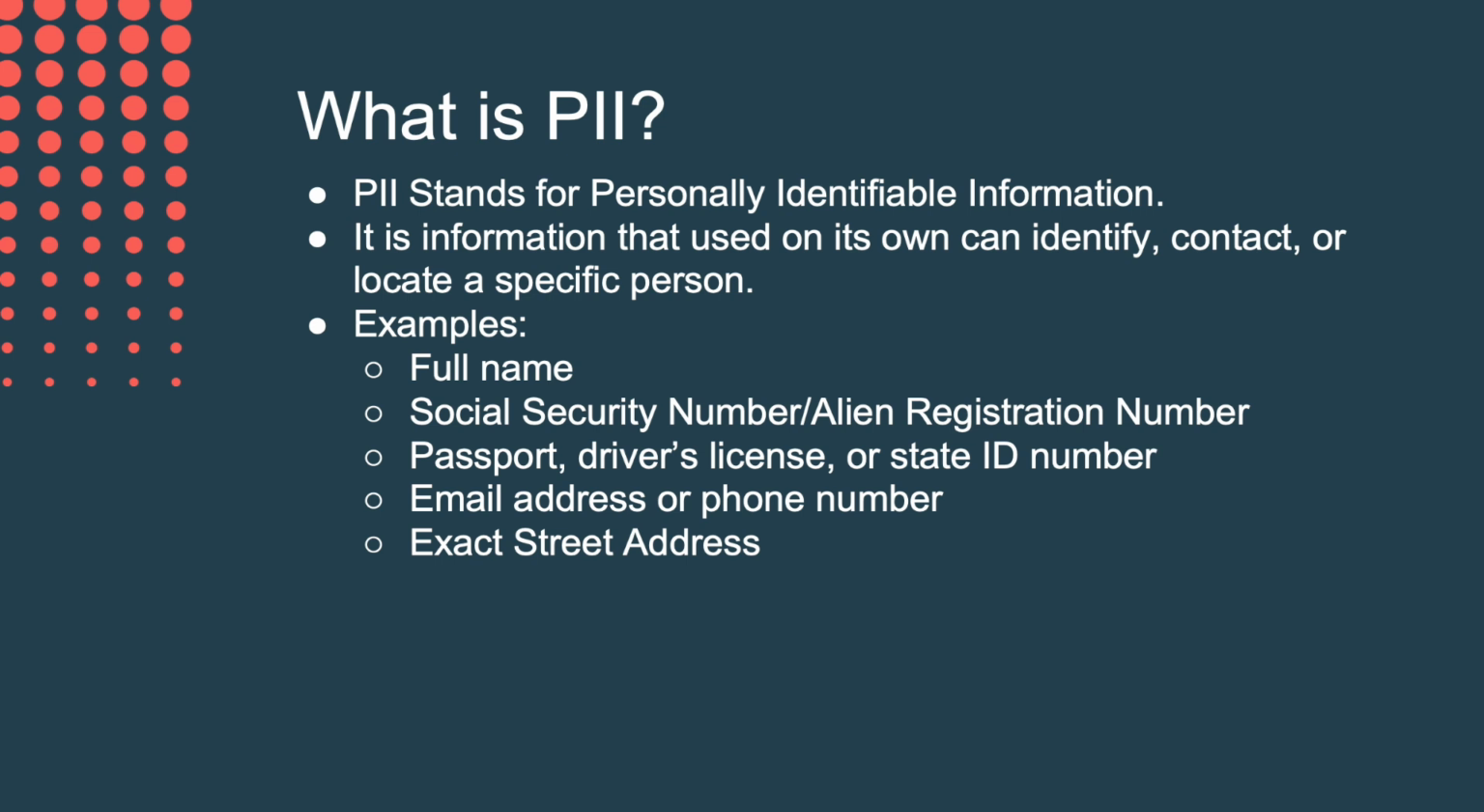It is information that on its own can identify, contact, or locate a specific person. Examples: a full name. Now, my full name is Tricia Smith Mulder. With that, you could probably figure out who I am, find out where I live, and all that good stuff. But if you just had my first name, is that PII? No.